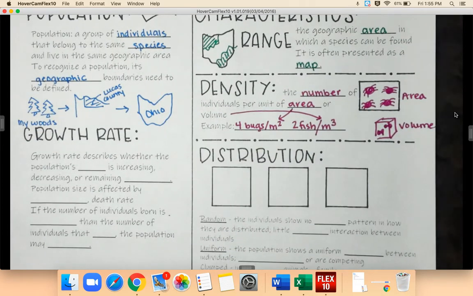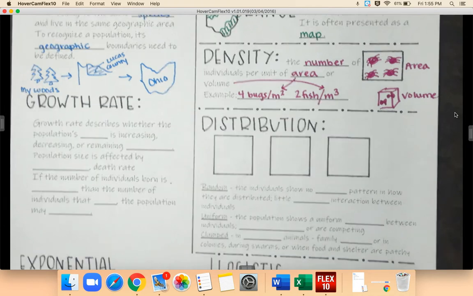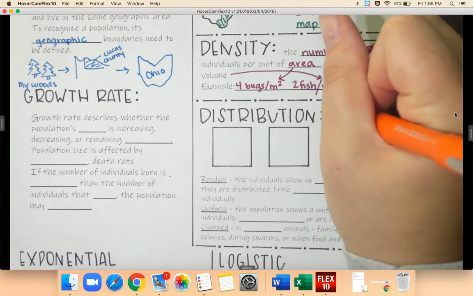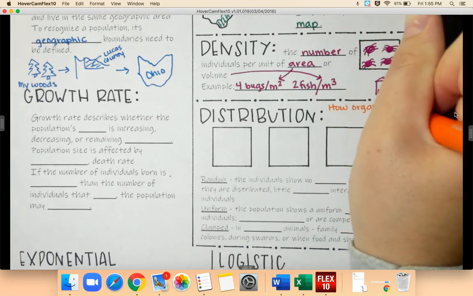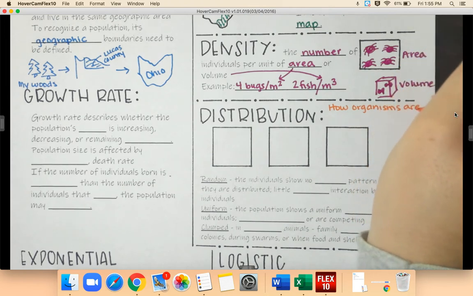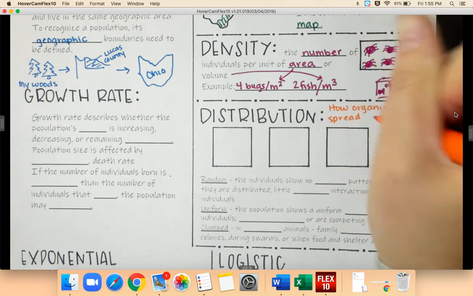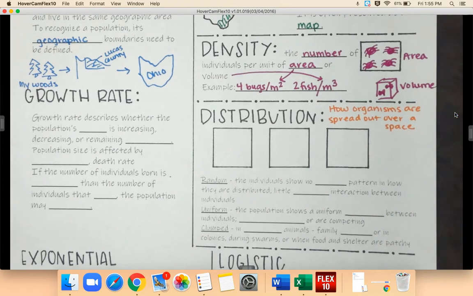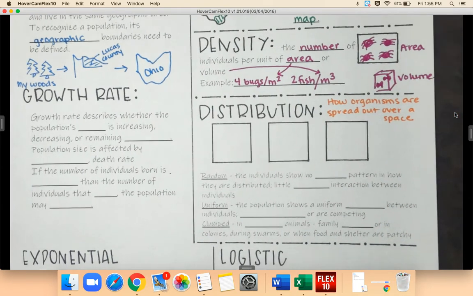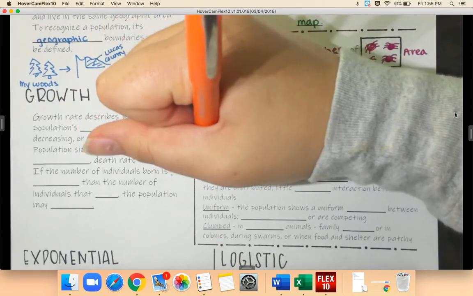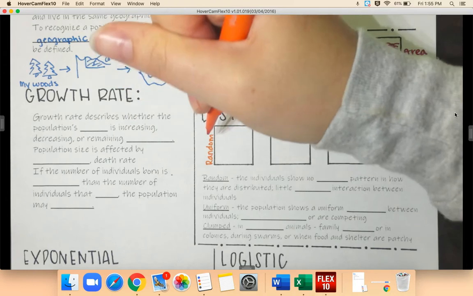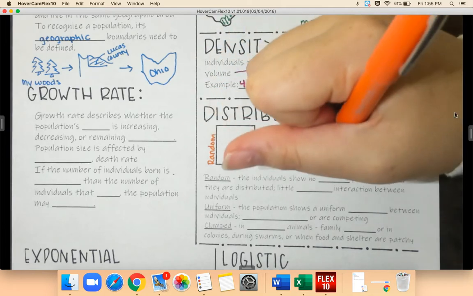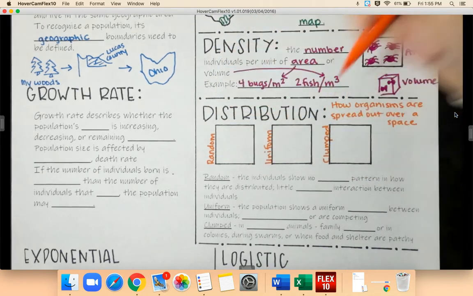The next way that we can talk about populations is through distribution. Now, distribution is how organisms are spread out over a space. There are 3 types. There's random, uniform, and clumped. I'm going to put random in the first box, uniform in the second, and clumped in the third.